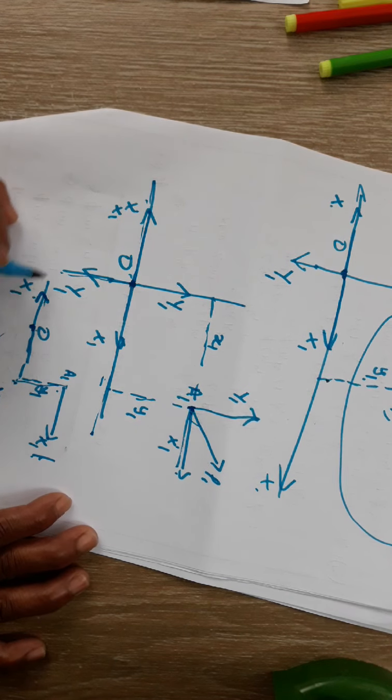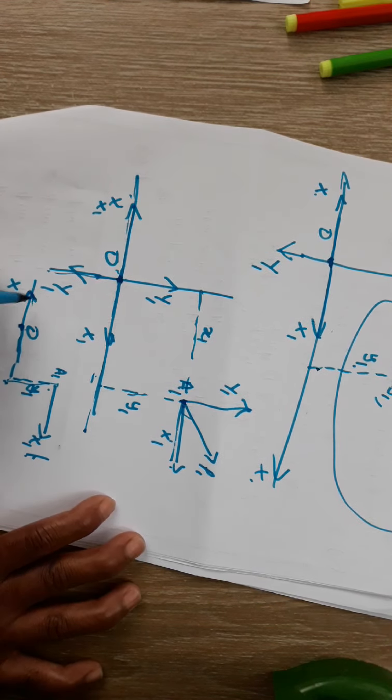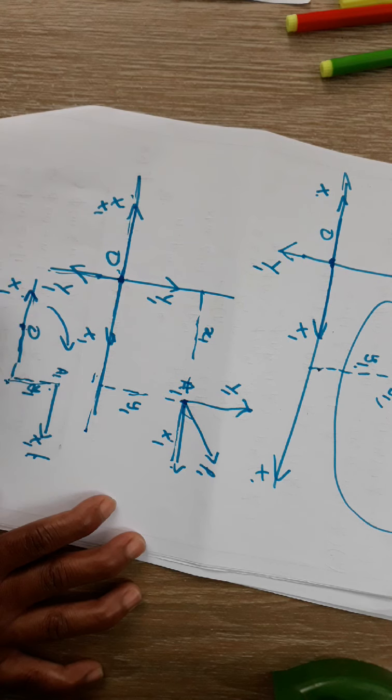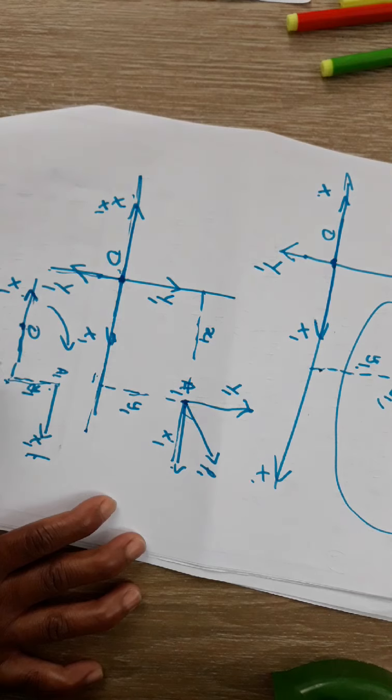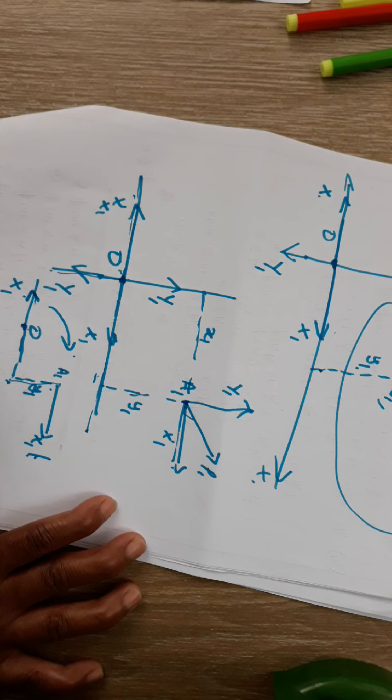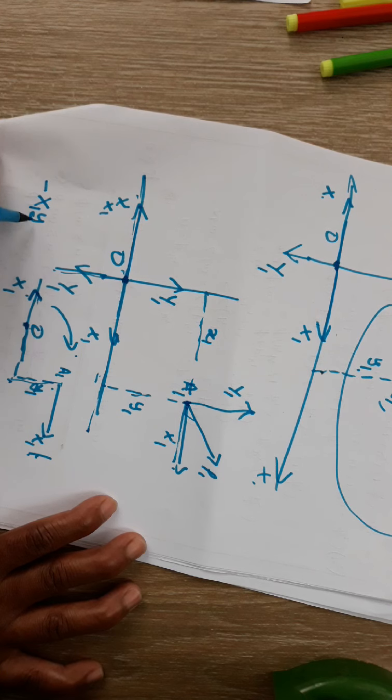So as you can see here, the direction here has a tendency to move in this direction. This force has a tendency to move in this direction, which means that it is in clockwise direction. So we have minus x1 into y1.